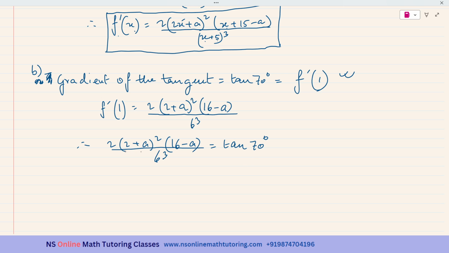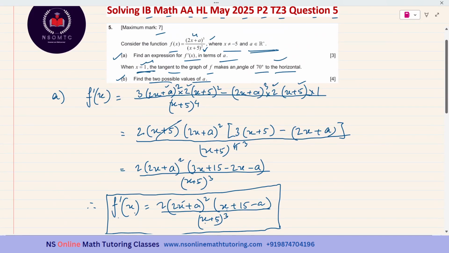We are seeing this is a cubic expression, but they are asking for two possible values of a. Most probably one of the values will be negative because they are saying a should be a positive real number. Okay, let's see.